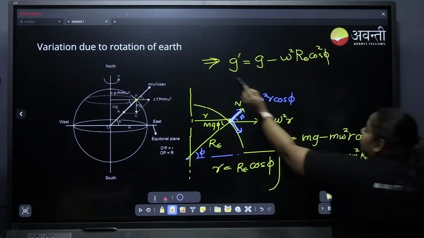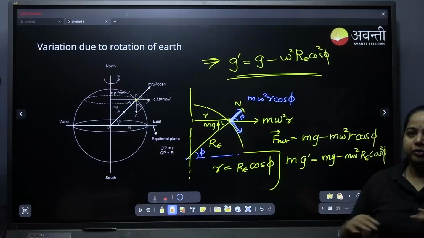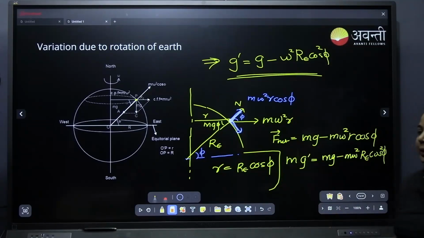In this also you will need only this formula. The whole derivation I just explained so that you don't get confused. I hope we can move on.